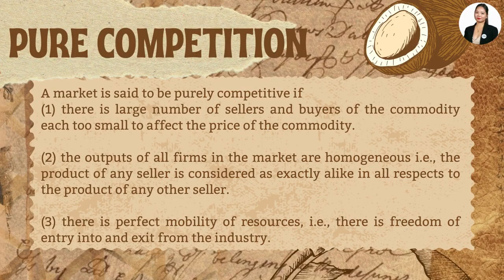So in pure competition, a market is said to be purely competitive if there is a large number of sellers and buyers of the commodity, each too small to affect the price of the commodity. Second, the output of all firms in the market is homogeneous, especially the product of any seller is considered as exactly alike in all respects to the product of any other seller. There is perfect mobility of resources, like there is freedom of entry into and exit from the industry.